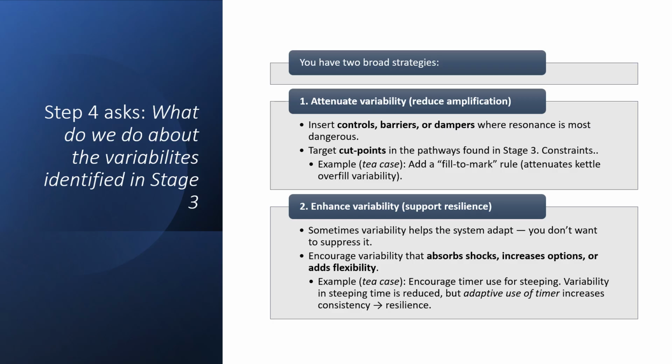So once you've mapped the resonance in step 3, step 4 is about action. Sometimes you may want to dampen your variability, like make sure there's a fill mark on your kettle so you prevent it from overfilling. Other times you might want to support good variability, like encouraging the use of a timer for steeping tea. The point isn't to eliminate variability, because that might not be possible. It may be what we can do is manage it and mitigate it.